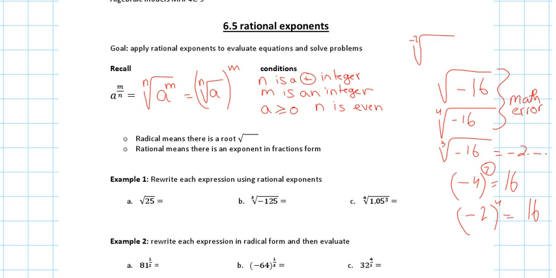So when a question says write it in radical format, you're looking at the root. If it says write it in rational format, you're looking at the fraction.